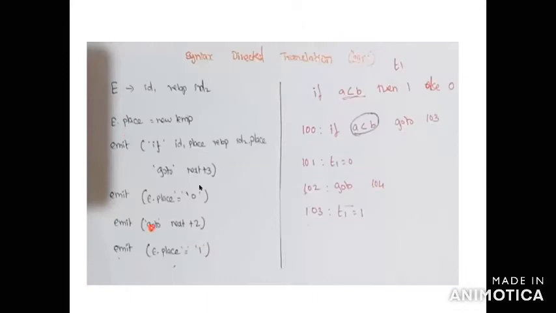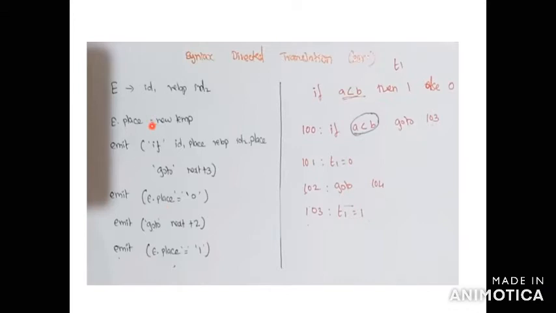This is the syntax for writing a Boolean expression in numerical representation. Here E goes to ID1 relational operator ID2. If the expression is ID relational operator ID, you use this syntax for the given problem.